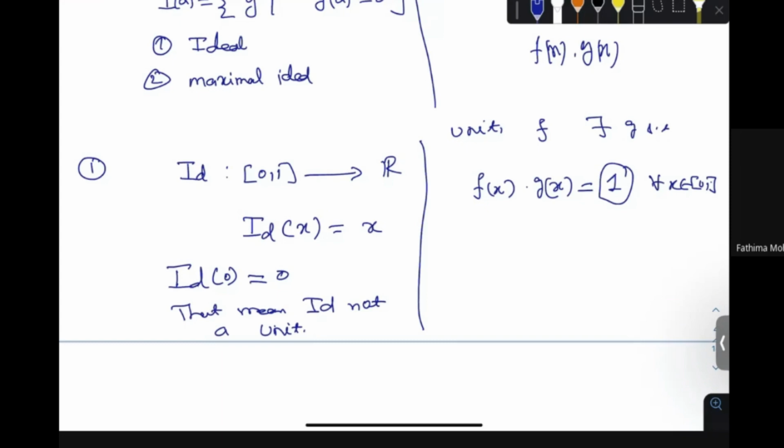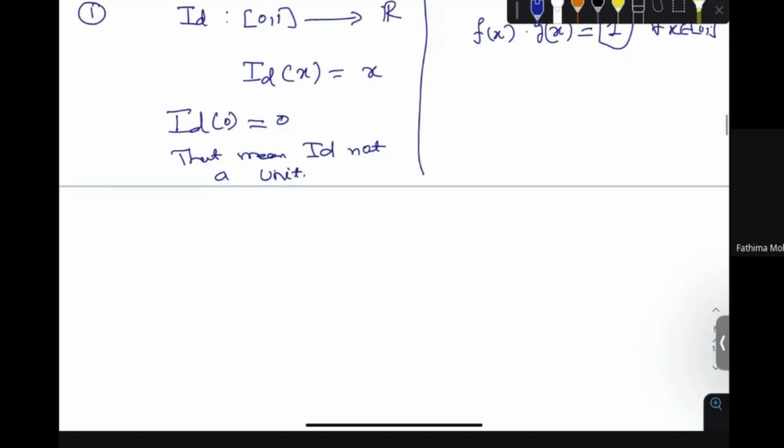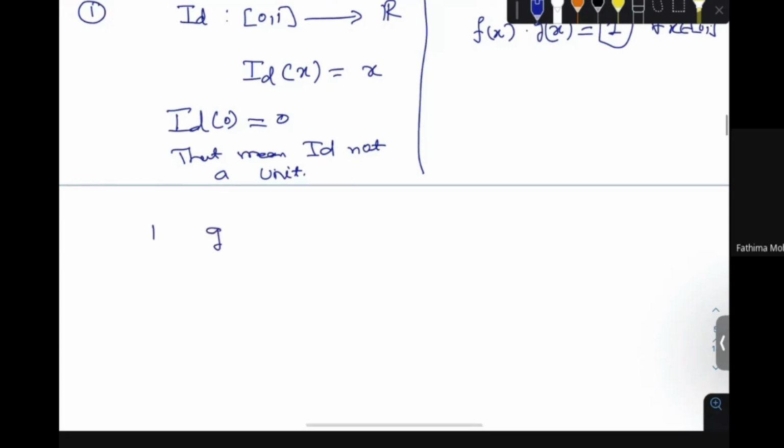Now the question: in the last example we had discussed whether a function is a unit or a zero divisor. If it is not a unit, is it a zero divisor actually? So let us understand what is the meaning of zero divisor. I should get a function g, I should multiply with it, and I should get 0, where g is not equal to 0, correct?